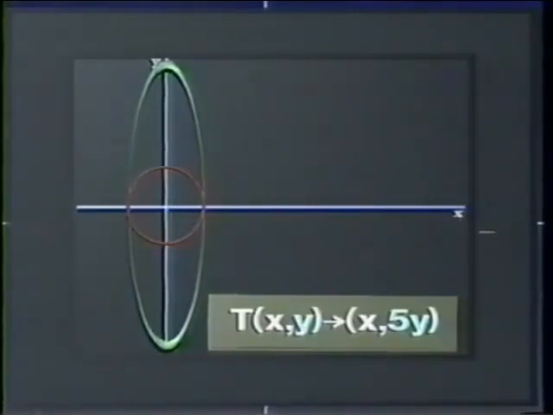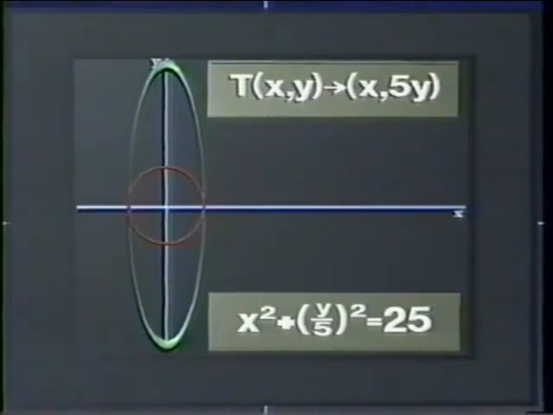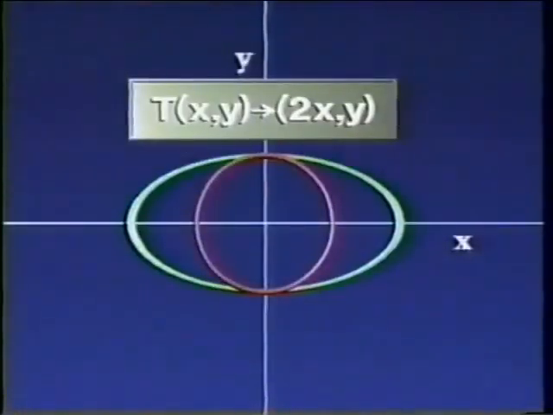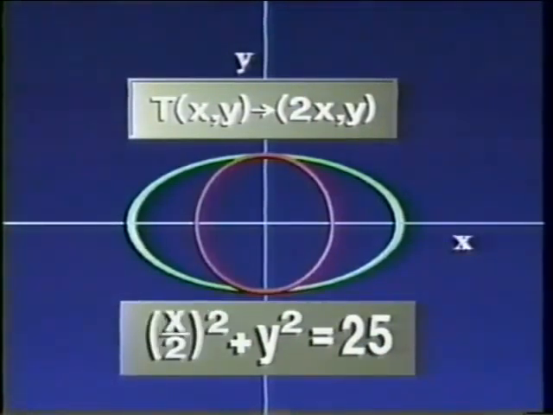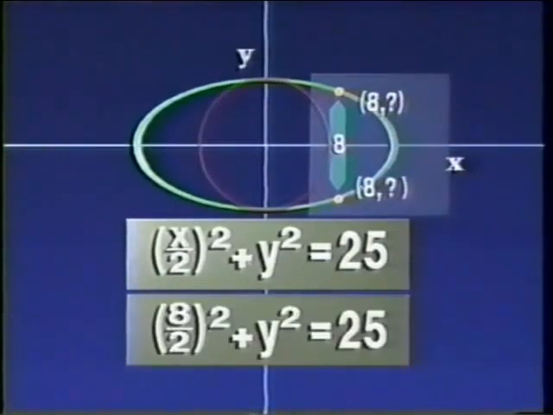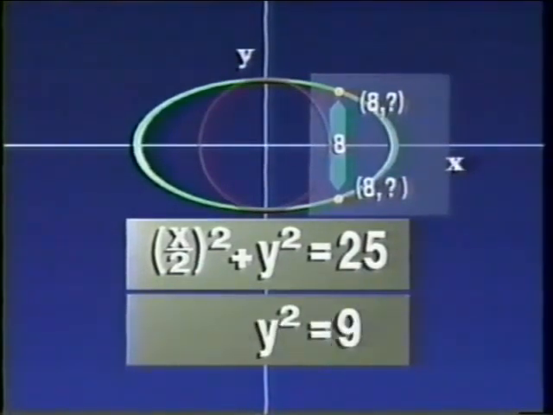That transformation mapped y onto 5y and didn't affect the x. In the equation, we saw that the y term had been replaced by a y over 5 term. Now we have a transformation that maps x onto 2x. So, to arrive at the equation for this new ellipse, we simply replace the x term in the original circle's equation with x over 2. This equation can be verified by plugging in some sample x values and solving for the corresponding y values.